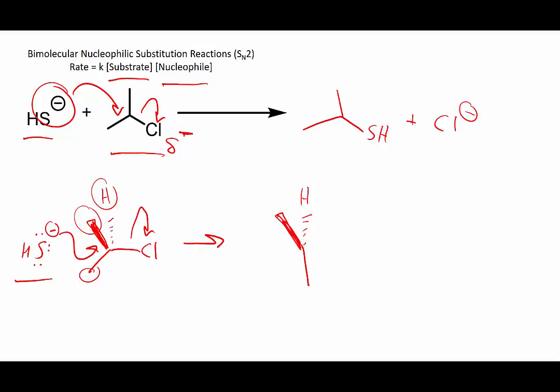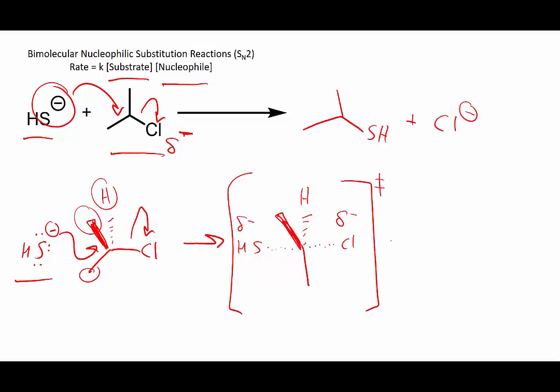At the same time, we have our chlorine bond beginning to dissociate. We have a new bond between the sulfur and the carbon forming. Because the chlorine-carbon bond is dissociating, this chlorine is now partially negative. The thiolate is partially negative because it's donating electron density to that carbon in the center. Because this is a transition state, we'll draw brackets around it and give it a double dagger.